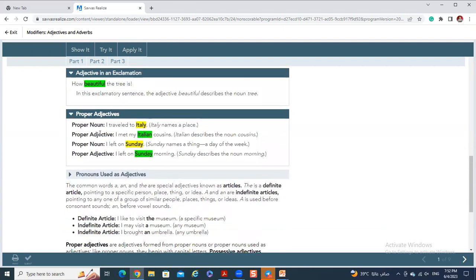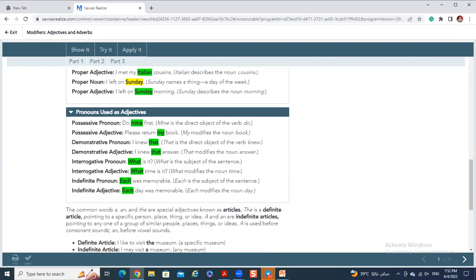We also have proper adjectives, like Egyptian, American. So like here, Italy is a noun: I traveled to Italy. But as a proper adjective: I met my Italian cousin. So Italian describes cousin. I left on Sunday. Sunday here is a noun. I left on Sunday morning. So Sunday is a proper adjective that describes morning.